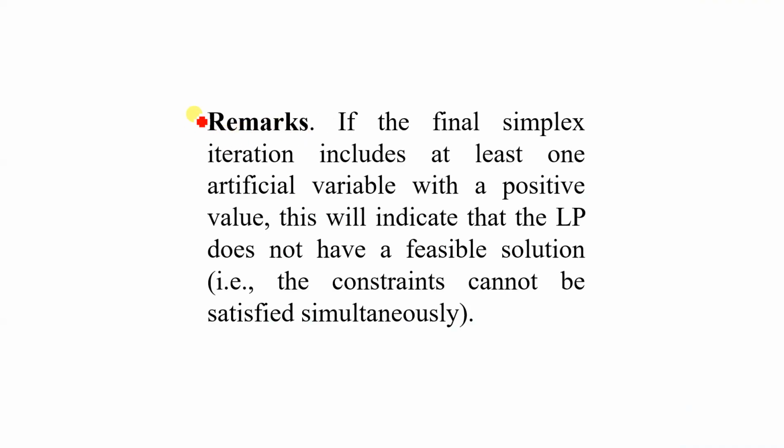Now there is a note, and you need to remember this. If the final simplex iteration includes at least one artificial variable with a positive value, this will indicate that the linear program does not have a feasible solution. This is very important to note. So if we have an artificial variable as a basic variable and its value is positive, then the problem does not have a feasible solution, that is, the constraints cannot be satisfied simultaneously.